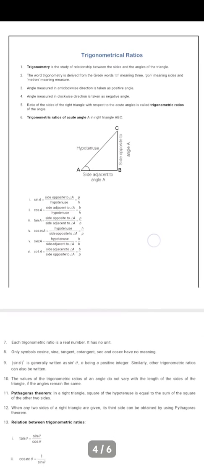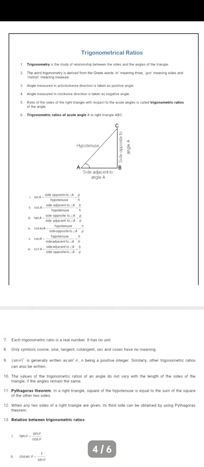Okay, next is the ratio of the sides of the right triangle with respect to an acute angle, which is called trigonometric ratios of the angles. What are trigonometric ratios? They are the ratios of the sides of the right triangle with respect to the acute angle. Which triangle? Right triangle. This is known as trigonometric ratios.